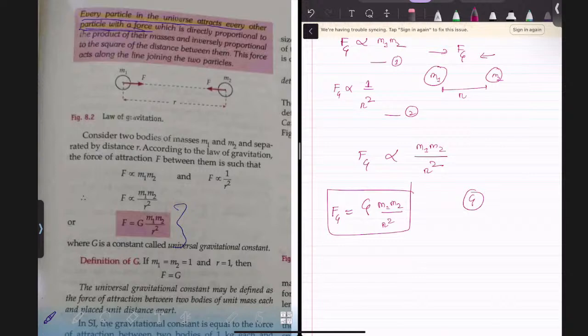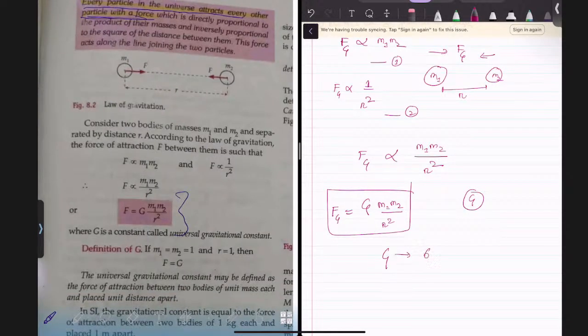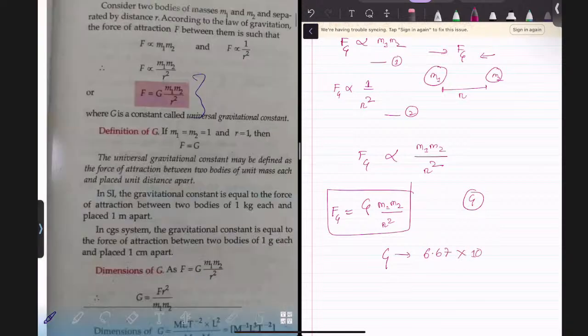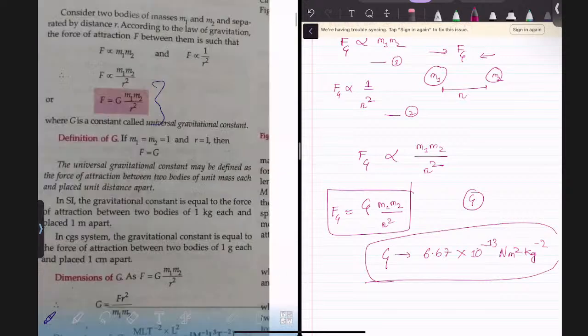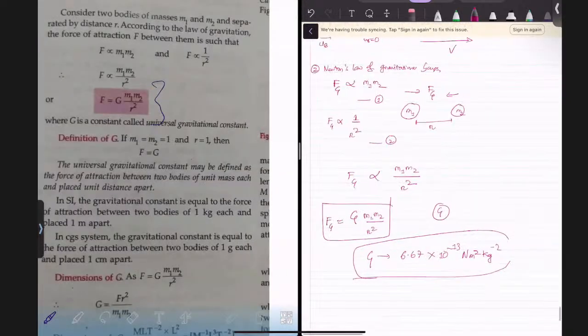So capital G का value क्या है? What is the value of capital G? Value of capital G is 6.67 into 10 to the power minus 13 Newton meter square kg inverse square. Okay, ये G का value 6.67 into 10 to the power minus 13.